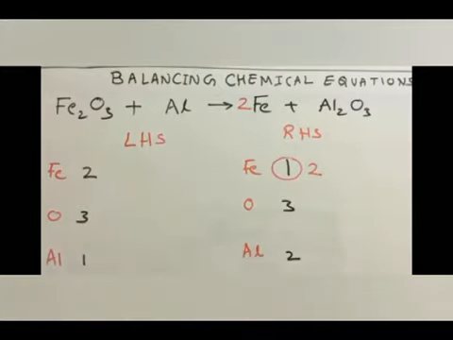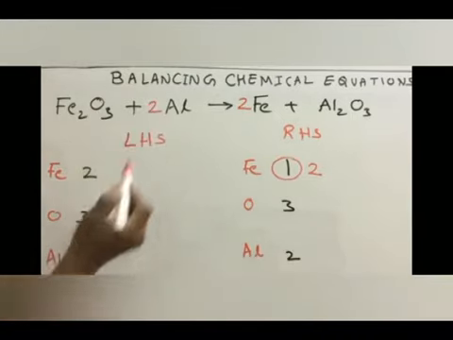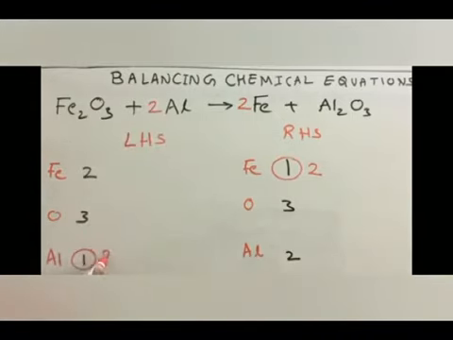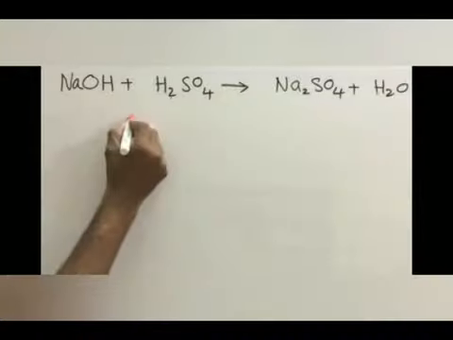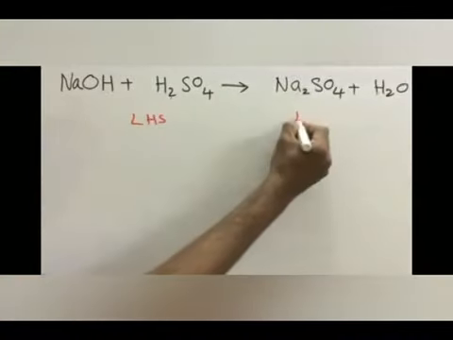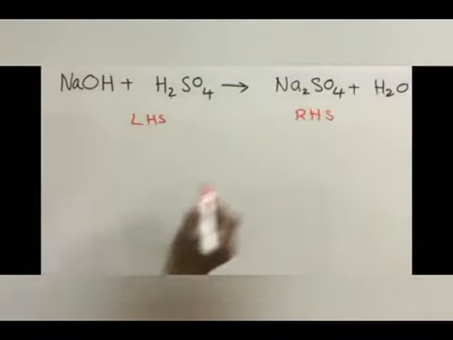It is balanced already. Now aluminium, you know how to make 1 as 2. Multiply 1 into 2 in the coefficient place. So 1 became 2. Now 2 2, 3 3, 2 2. So it is balanced. Next NaOH plus H2SO4 gives rise to Na2SO4 plus H2O.